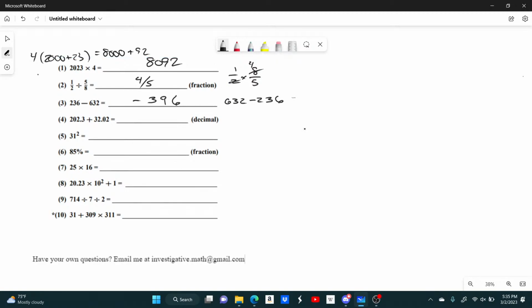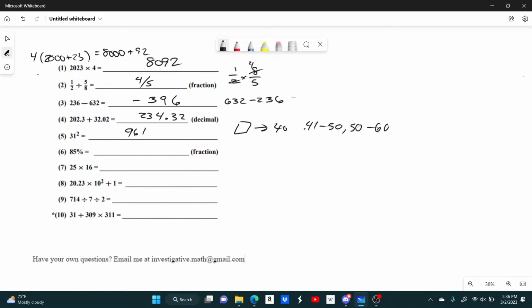So feel free. All right, number 4, 202.3 plus 0.02. In this case, I'll probably do the decimal parts first, right? 0.3 plus 0.02 is going to give 0.32. And then 202 plus 32 gives 234. Pretty straightforward. 31 squared, just have that memorized. You should probably memorize your squares at least to 40. And then there's some tricks you can use for 41 through 50 and then 50 through 60. But at least memorize your squares to 40. That'll help you a lot. Let's see, 85% as a fraction.